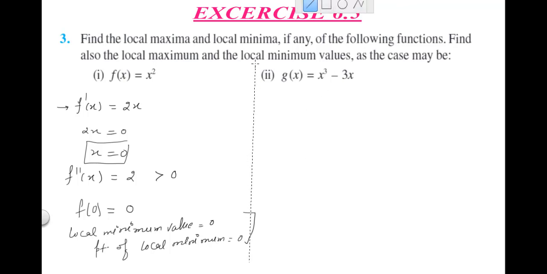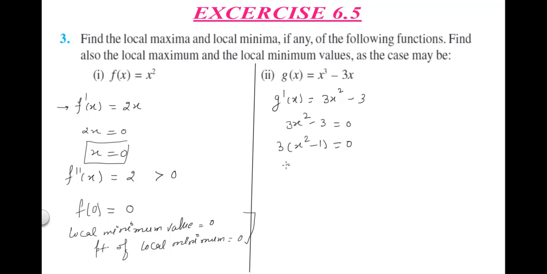Just to see, if we solve the second part, g of x is given as x cube minus 3x. Let us first find out g dash x. What we get? 3x square minus 3. Correct? Now putting it equal to 0, 3x square minus 3 equals 0. 3 times x square minus 1 equals 0 and we get x plus 1 and x minus 1 equal to 0. So we get two values of x: 1 and minus 1.